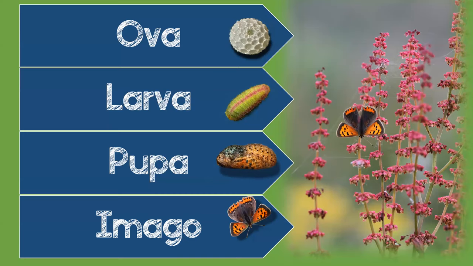We will move on. The slideshow you see here are the four stages of the small copper life cycle: ova, larva, pupa, imago. Also remembering that not photographed here are the various larval stages, of which there are four, in other species sometimes five, and those are known as instars.